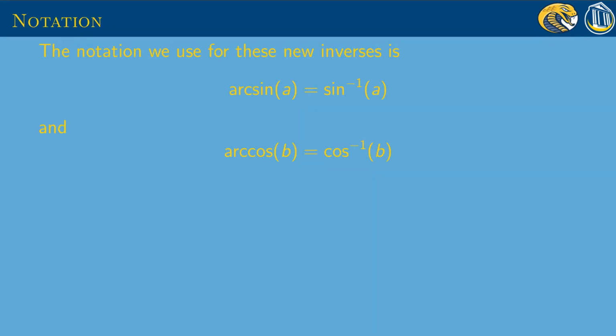Let's take a look at some notation. This new inverse function for sine is called arcsine and is sometimes written as sine to the power of -1 of a. Well, notice this does not actually mean sine to the power of -1. Rather, this is a special notation that says this is a new function that is the inverse of sine.